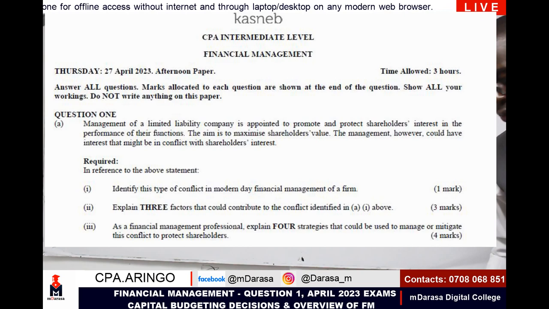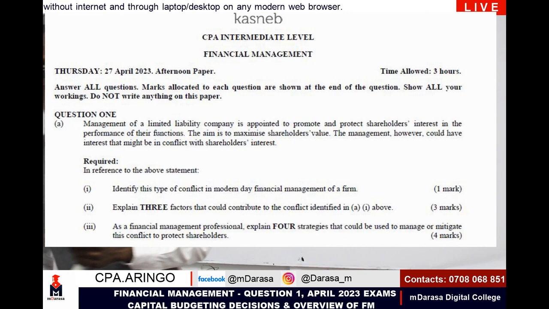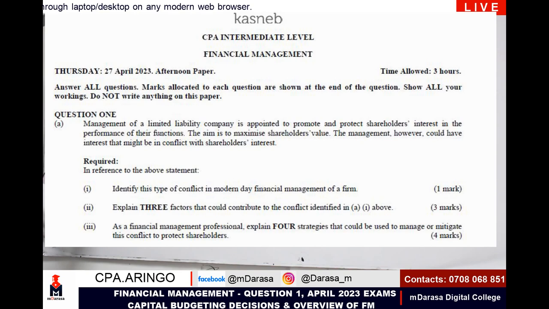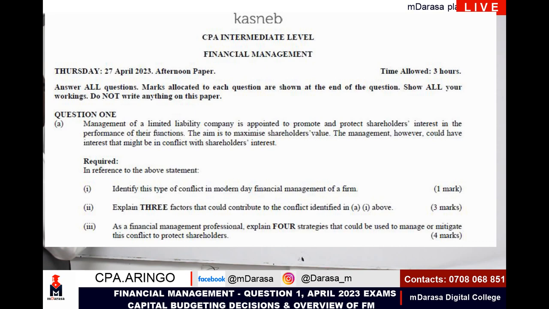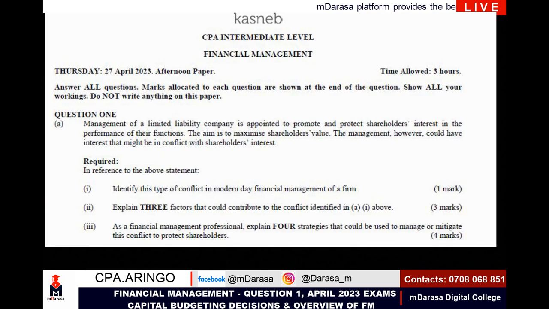Number one, of course, you can always talk about transparency, which is very key, right? When you are talking about the strategies that you can always adopt, number one, we are talking about disclosure and transparency. Disclosure and transparency. This will lead to reduction of these conflicts.